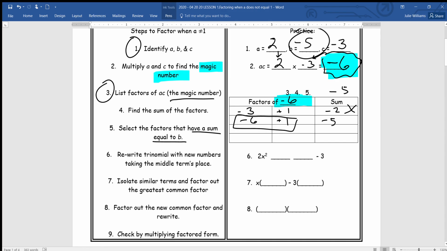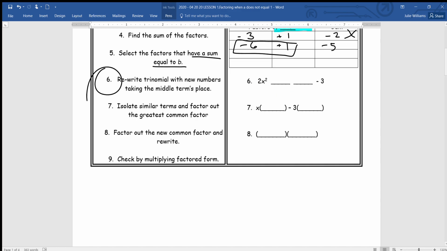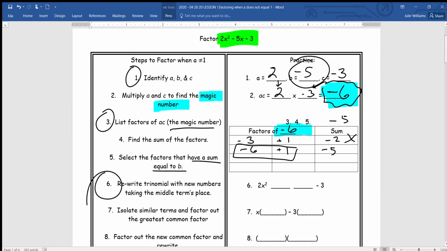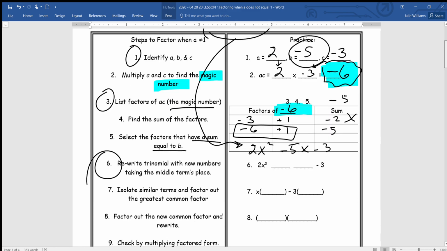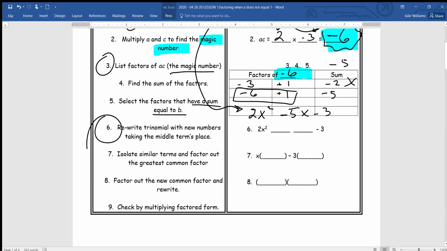Okay, so now what we do is we rewrite the trinomial with new numbers taking the middle term's place. Actually, let's see here. It's easier when I have you in person. I'm going to rewrite the trinomial as it started, right above this. So I'm going to write 2x squared minus 5x minus 3. I just rewrote it here just for this first one. So all I've actually done is changed this middle term. Instead of one term, now we're going to have 2.